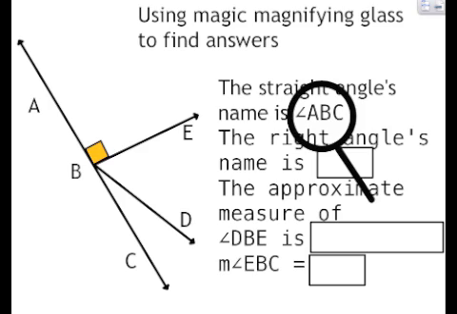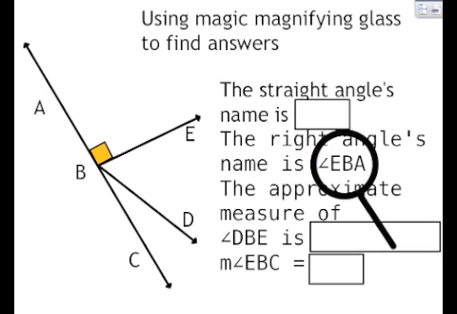That's right, it's angle ABC, or if you said angle CBA, that would be correct. Angle B is not really correct here, because angle B, there's actually, I count 4 angle B's here. So it's either angle ABC or angle CBA. The right angle here is angle EBA, or angle ABE would be correct. And then go ahead and pause it again for a minute if you haven't done the last two.